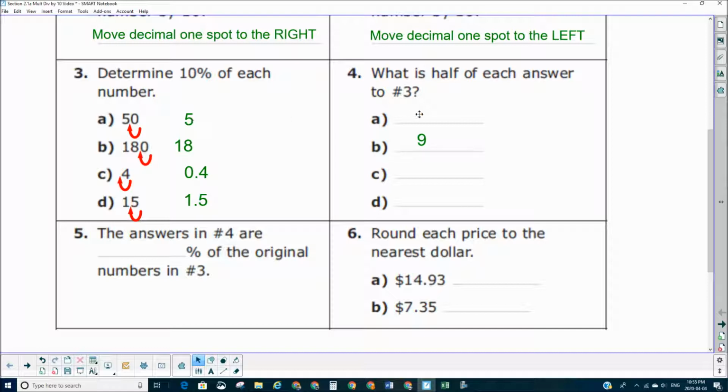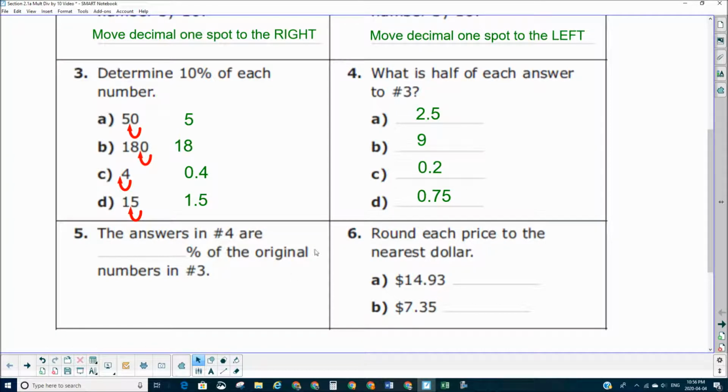Half of 5, well, if you had $5 and you divide it by 2, you get $2.50. So half of that is 2.5. Half of 0.4, well, half of 4 is 2, so half of 0.4 must be 0.2. And then 1.5, I imagine that as $1.50, and half of $1.50 is 75 cents, 0.75. You can confirm that on your calculator by doing 1.5 divided by 2, and you'll get 0.75. Or think of $1.50 as 6 quarters, and half of that would be 3 quarters, which would be 75 cents.